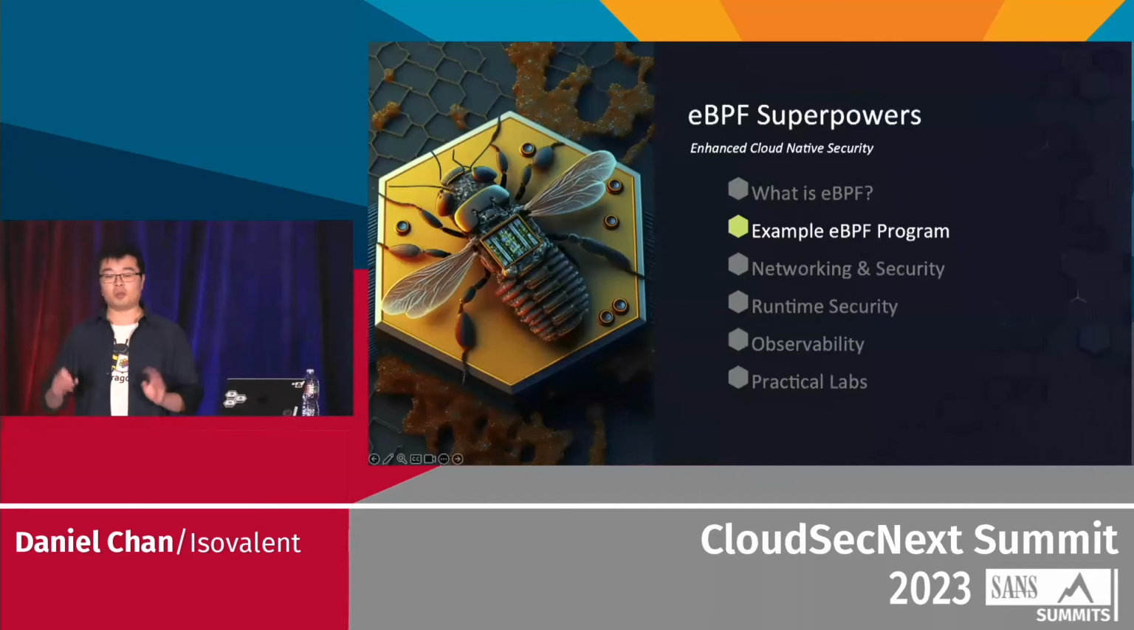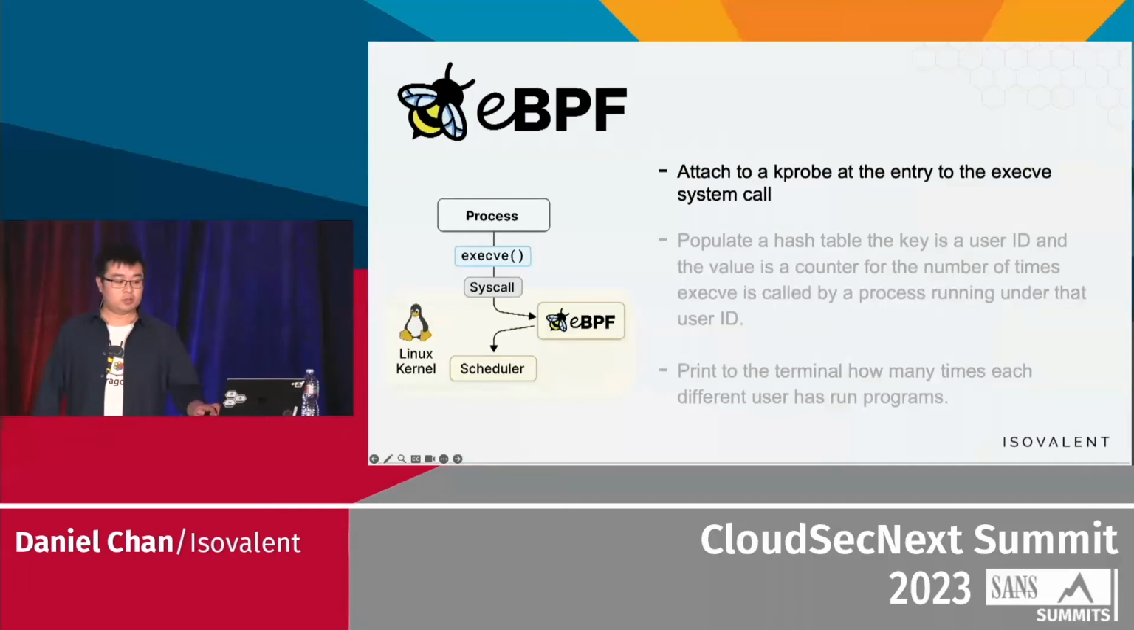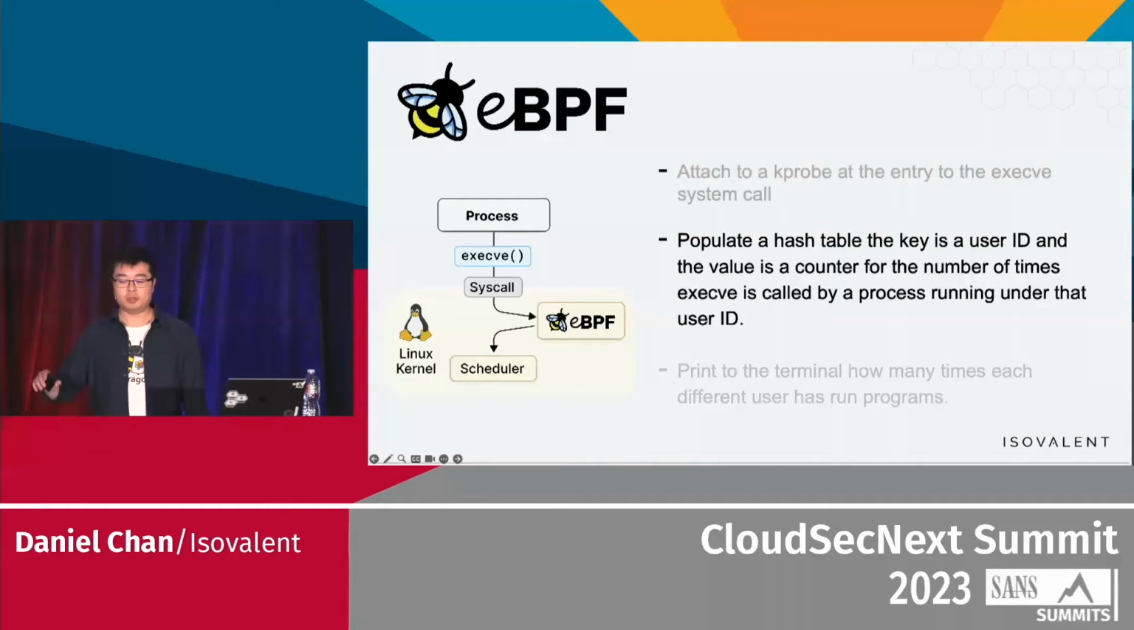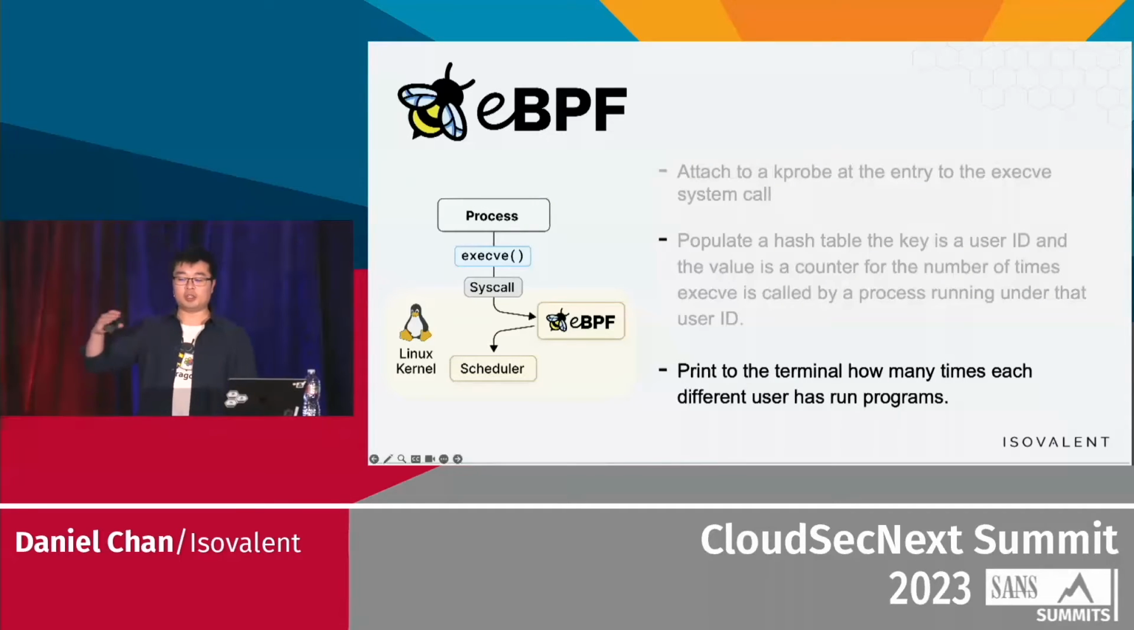All right, so that was a bit of an overview. Let's walk through an example. For the purposes of this example, we'll make a small, really simple eBPF program. This program will attach a kprobe at the entry of the execve system call. Then we'll populate a hash table that includes the user ID, as well as an incrementing counter for the number of times that a user was observed to call the execve function. This will help us count how many times a user has launched a program, and we'll print that to the terminal. So that's the program we're going to write.